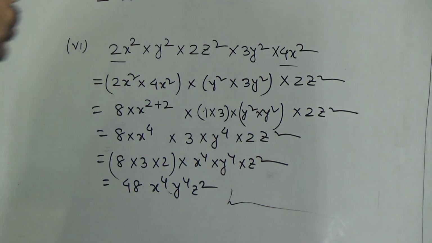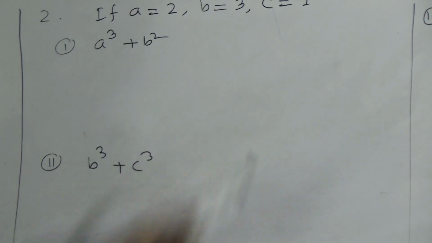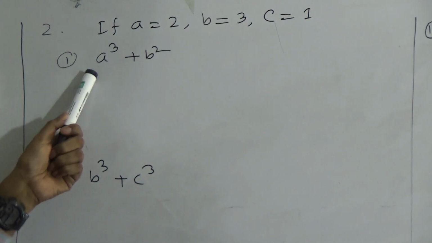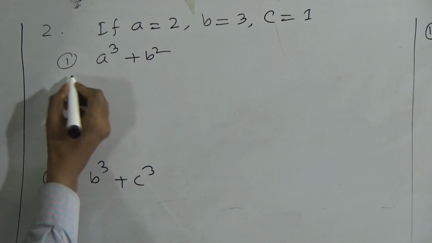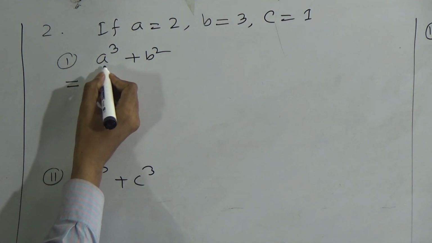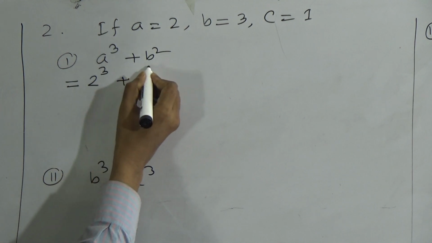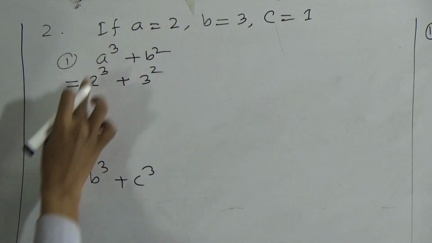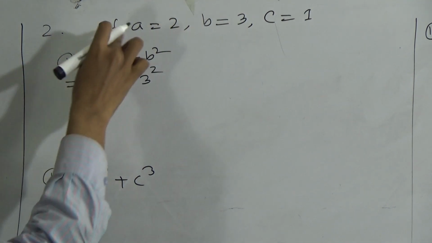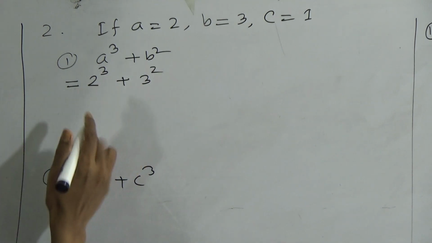Now, question number 2. Look, given that a equal to 2, b equal to 3, c equal to 1, then what is the value of a cube plus b square, and then b cube plus c cube? Look, the value of a is 2, then power 3. The value of b is 3, then square. So 2 power 3 plus 3 power 2.